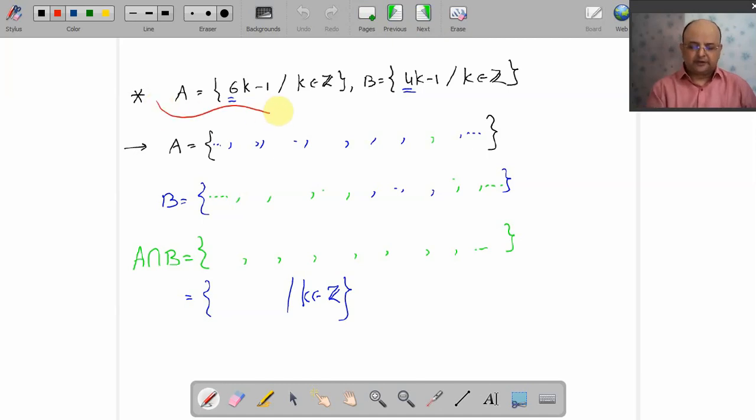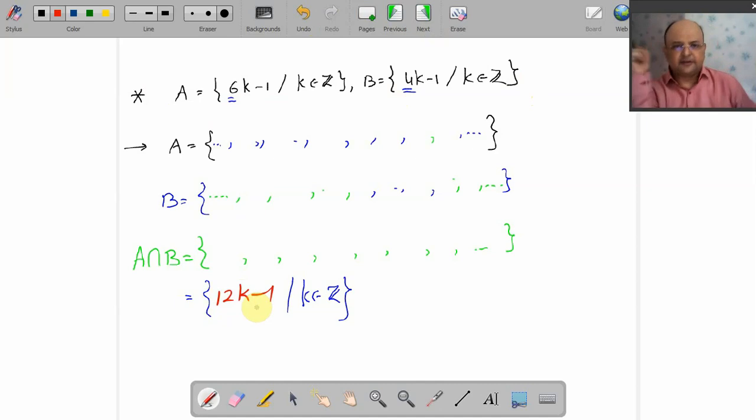If you remember, I gave you such an example in the DPP: 6k minus 1, 4k minus 1. I can immediately tell you the answer, 12k minus 1. What is the logic behind this? Come on, you have to tell me.